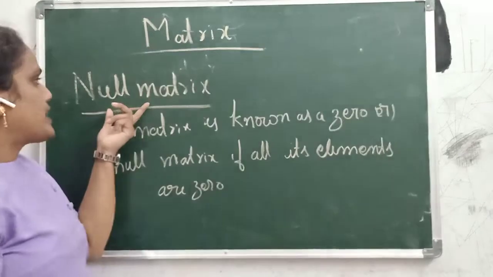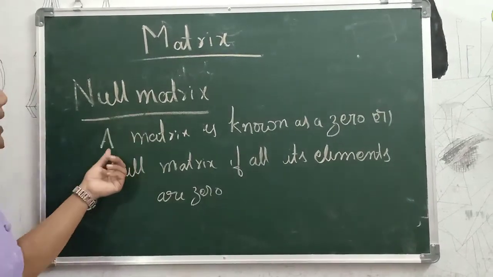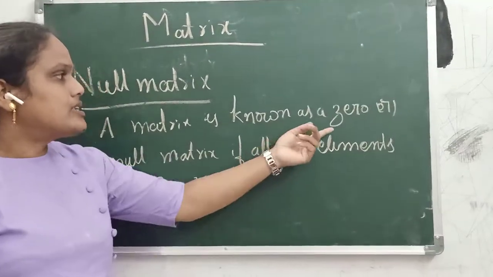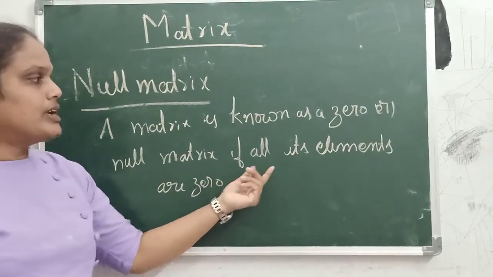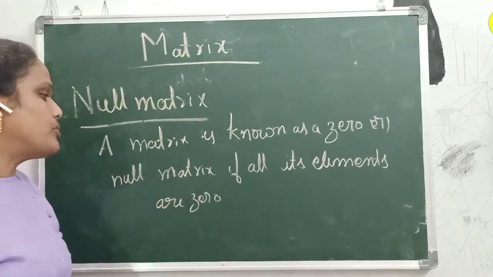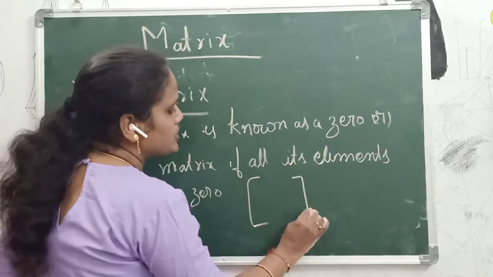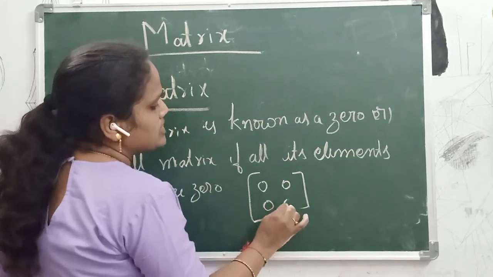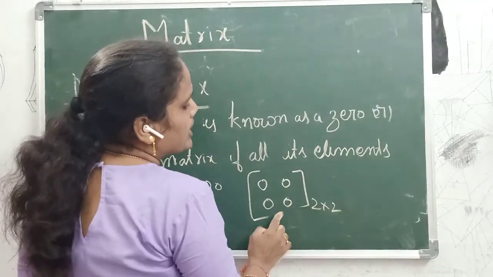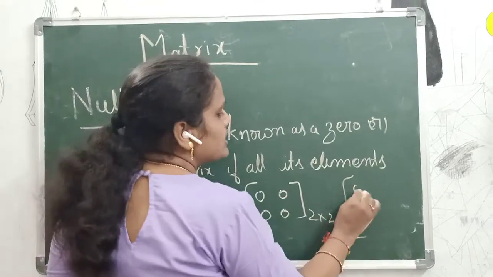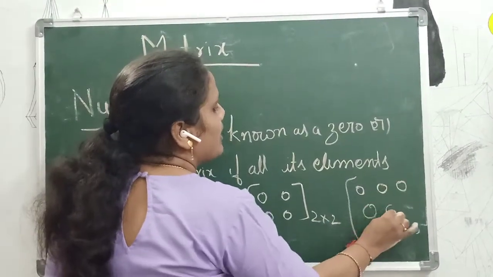Next type of matrix is the null matrix. A matrix is known as a zero or null matrix if all its elements are zeros. If you see a 2 by 2 matrix where all the elements are zeros, this is a 2 by 2 matrix with all elements 0. This type of matrix is called a null matrix.